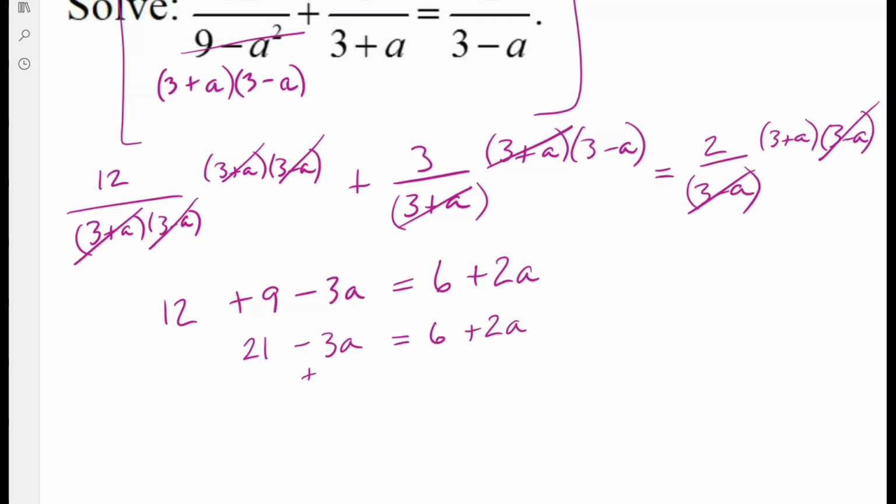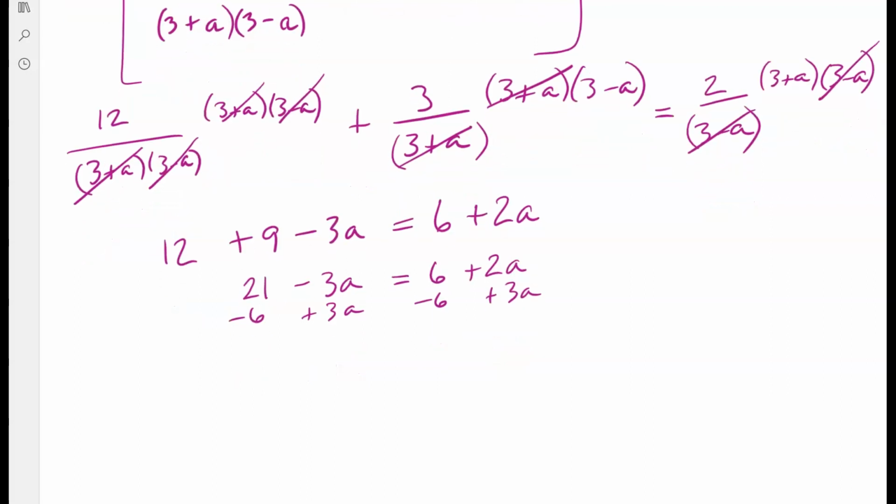I'm going to add 3a to both sides and subtract 6 from both sides. You might choose to do something different, but as long as you're getting your letters on one side, your numbers on the other side, then you're okay. 21 minus 6 is 15, and then that's 5a. Divide both sides by 5, and I get a is equal to 3. So that's it, right? That's my answer.